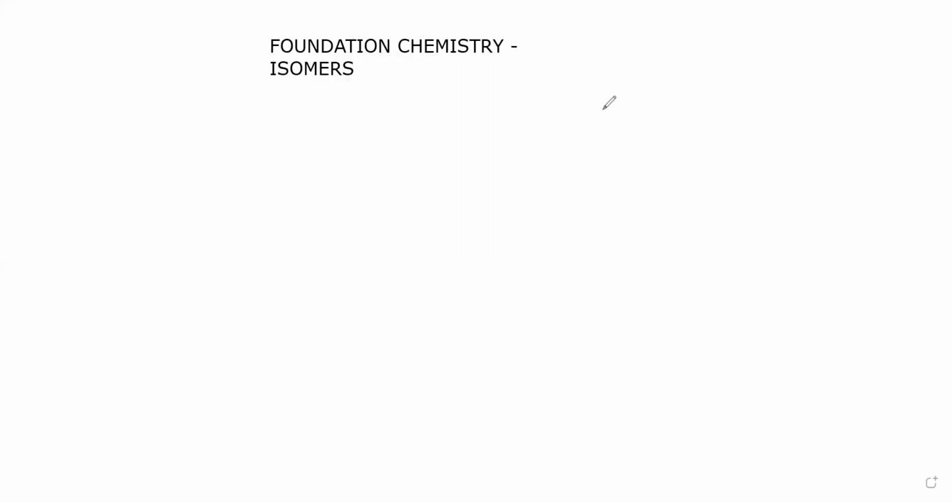Let us continue foundation chemistry, in which we will see isomers. Now we will take the compound called carboxylic acid.